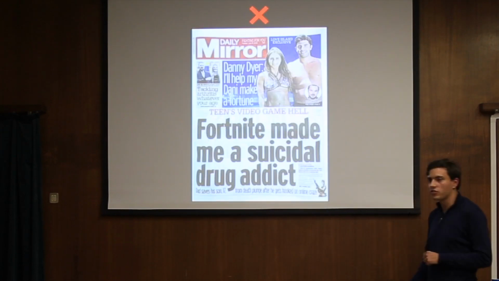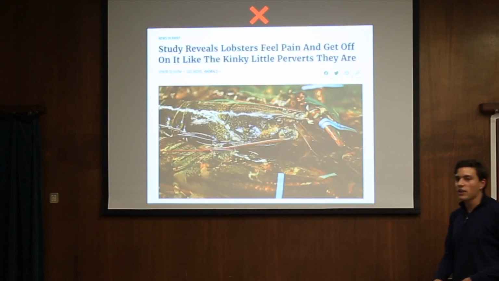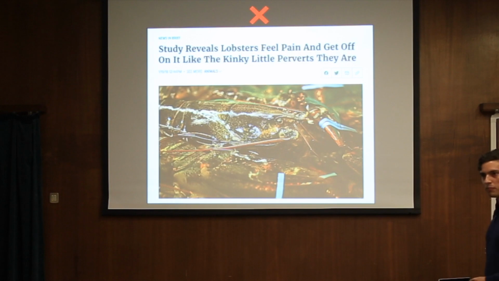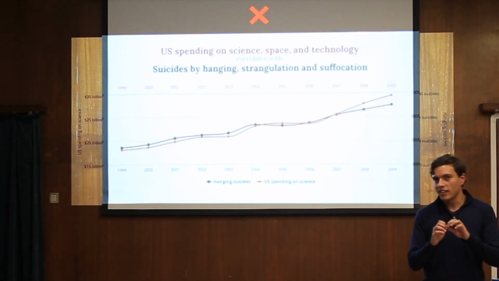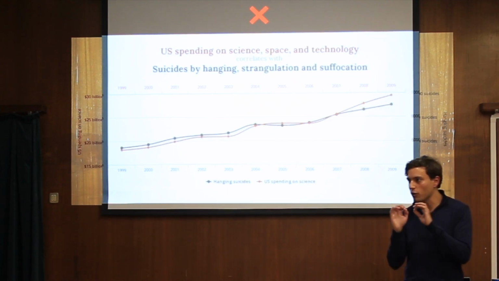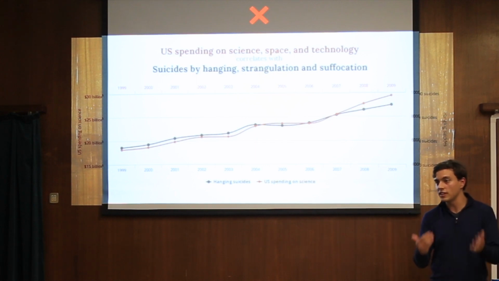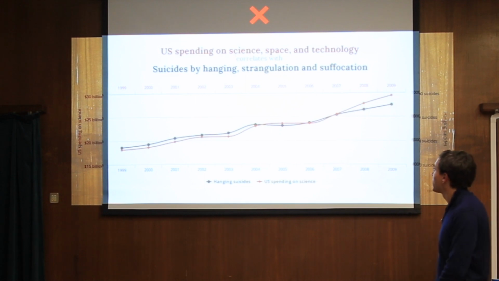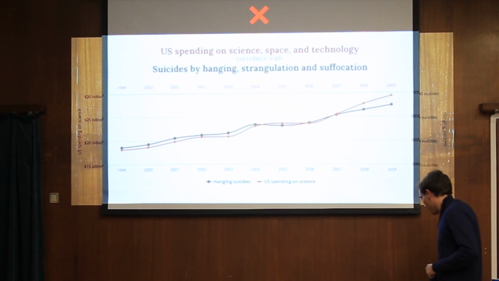So for instance, you won't just take any newspaper that exists and believe it. You won't believe everything that appears online. Of course, I don't think lobsters get off on pain. That would be weird. And you must be aware that correlation doesn't mean causation. What I mean by this is that there can be sometimes when it happens a coincidence, doesn't mean that they are related. So for instance, I don't think that the US spending on science influences the suicides by hanging, but that's my opinion. Yeah.